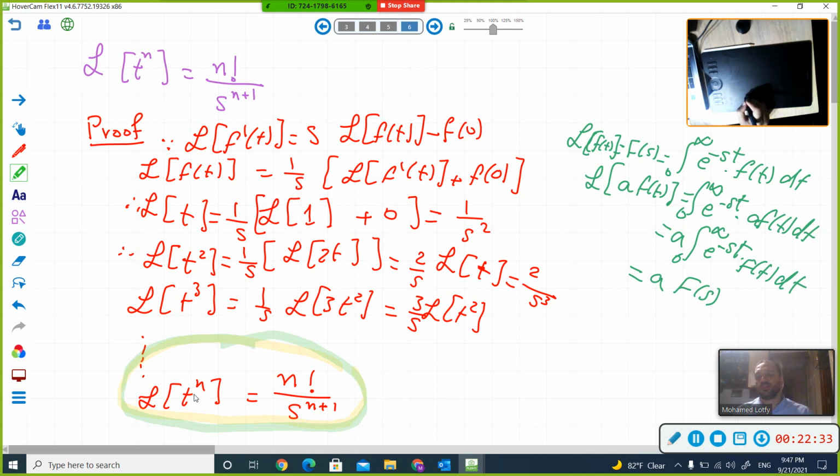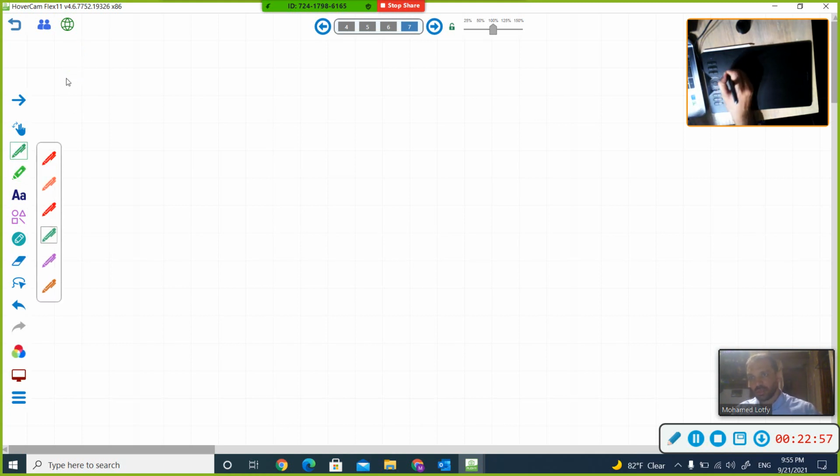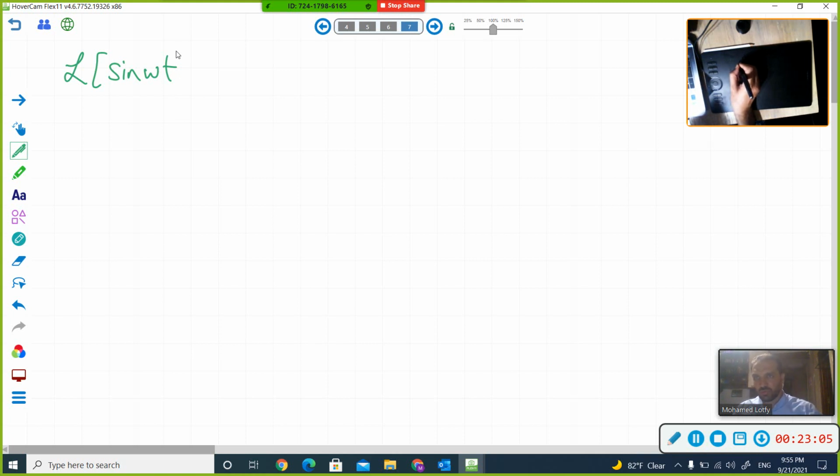Laplace transform of t to the power n equals factorial n divided by s to the power n plus 1. One of the most popular functions is the trigonometric functions sine and cosine. So now we want to know what is the Laplace transform of sine omega t, where omega is any positive number. Okay, so we will apply the definition.